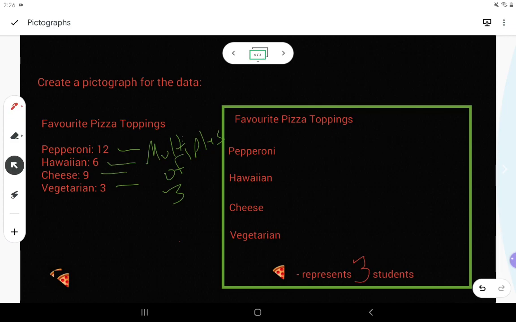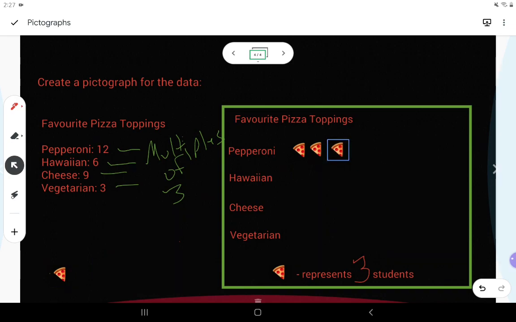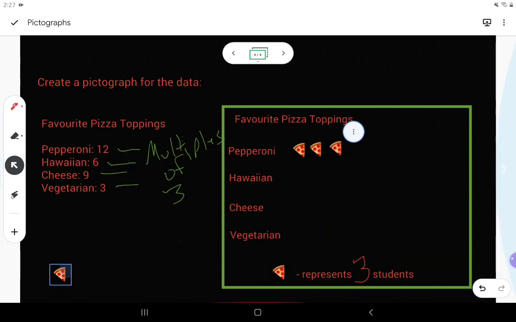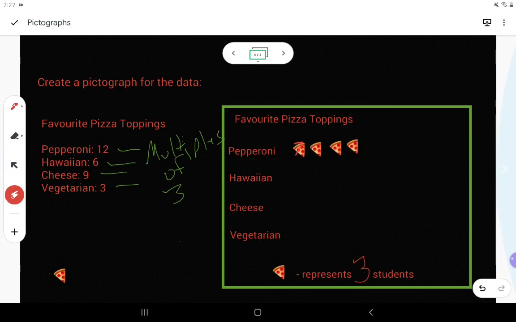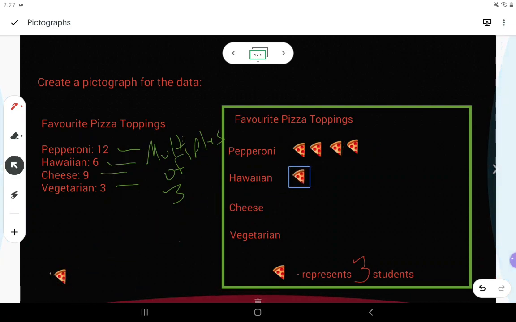So I'm going to, instead of writing 12 for pepperoni, take 1 slice of pizza and drag it up here. That represents 3 kids, but I need 12. So I have another piece of pizza. That's 2 groups of 3, so now I'm at 6. 3 slices of pizza takes me to 9, 3 groups of 3. And a final slice now gives me my 12 students all together. Right? 3, 6, 9, 12. Each slice represents 3. So I simply use my picture and I drag it in.